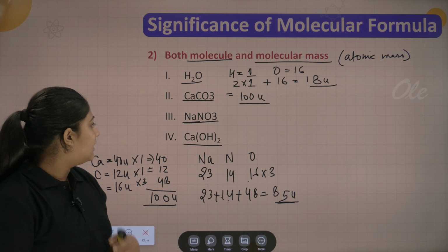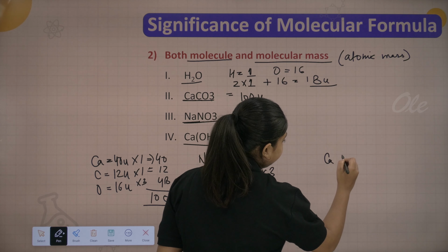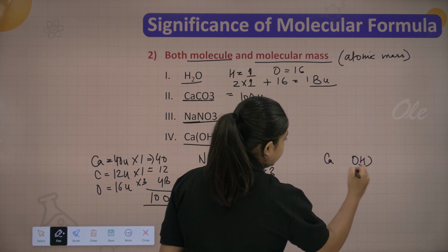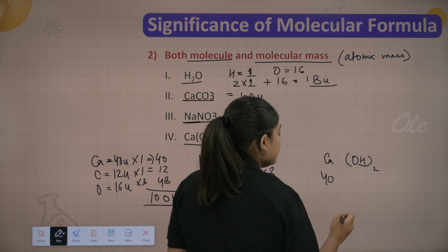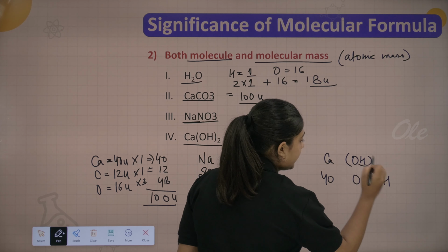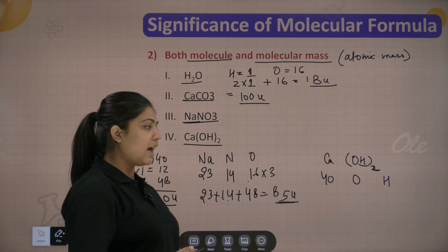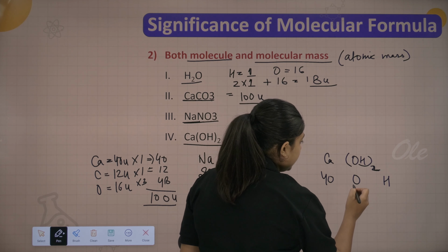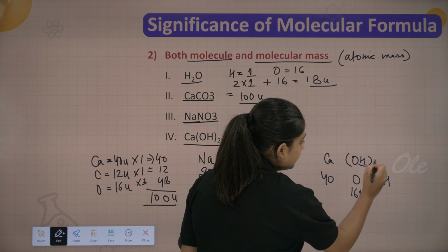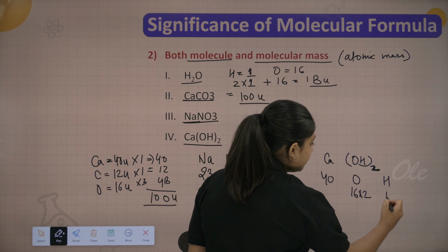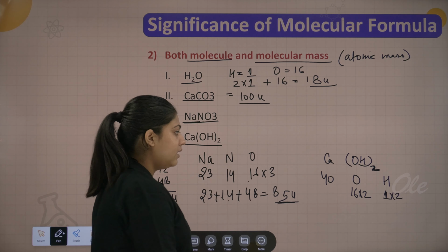The last one is calcium hydroxide. So Ca and (OH) whole twice. Now there is a twist. For calcium there will be 40, for oxygen here and hydrogen here. Now this 2 is being multiplied with oxygen and hydrogen. That means for oxygen it will be 16 into 2 since this 2 is being multiplied, and for hydrogen it will be 1 into 2 since this 2 is being multiplied with hydrogen as well.